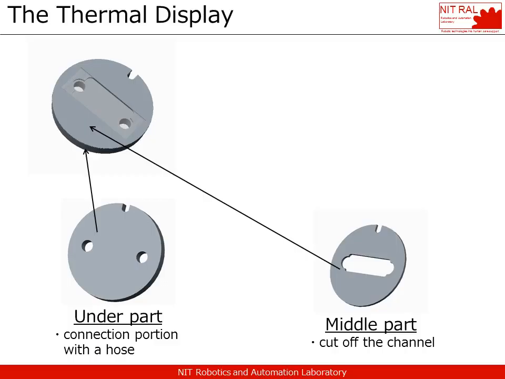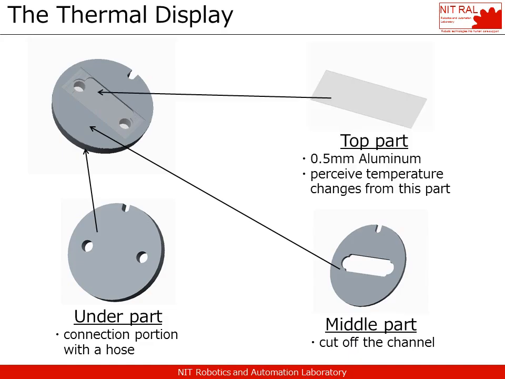We can constitute channels of various depth or cross-sectional areas by the thickness and the cutting models of this part. The top part is made from aluminum boards which thickness is 0.5 mm. We perceive temperature changes from this part.